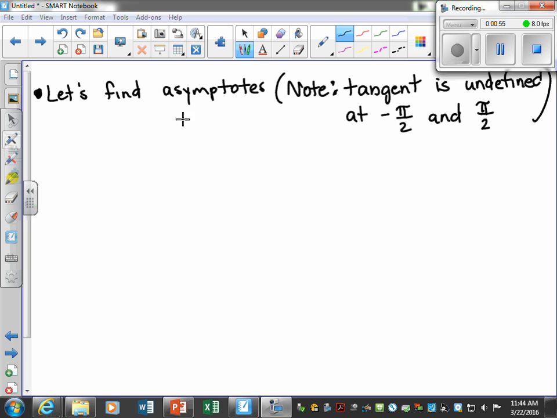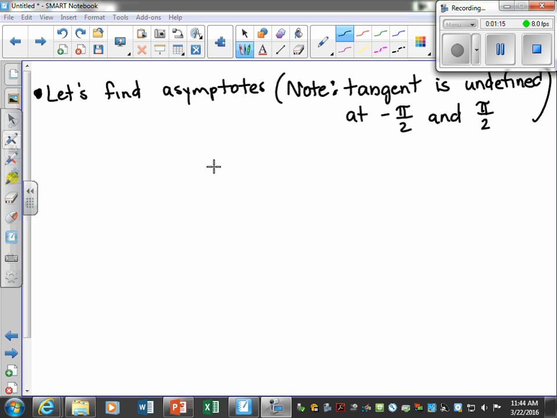Okay, so to find the asymptotes, we need to know where it's undefined, and we'll make a note over here that the graph of tangent is undefined at negative pi over 2 and pi over 2. That's because with tangent, you have sine over cosine, and that's when you get 0 in the denominator. So that occurs at negative pi over 2 and pi over 2.